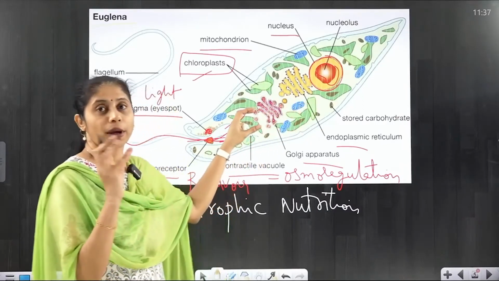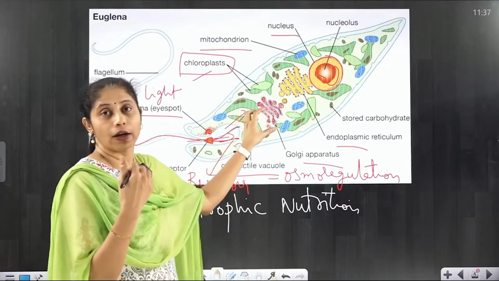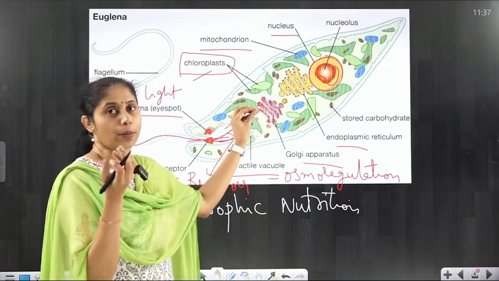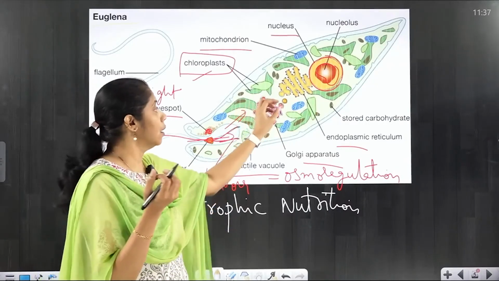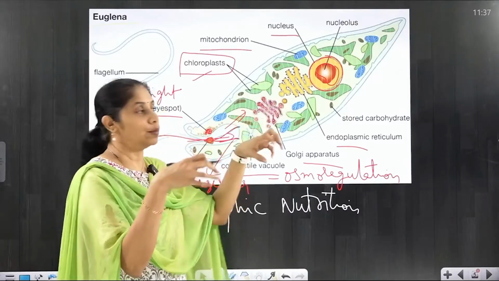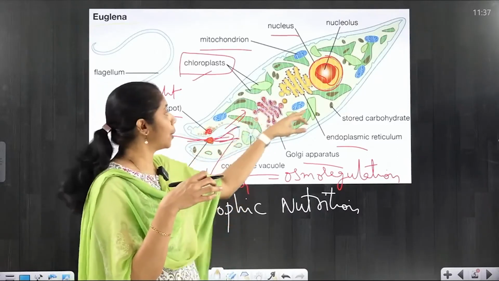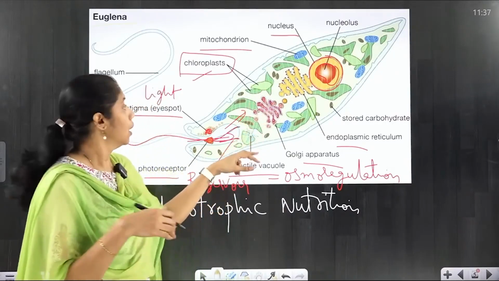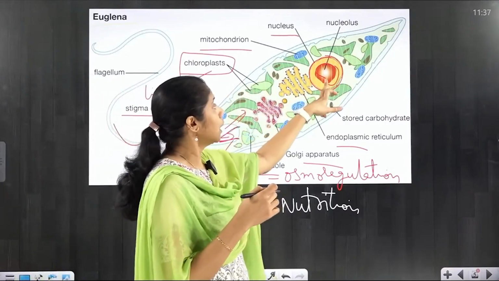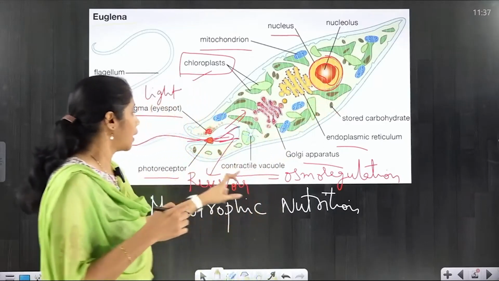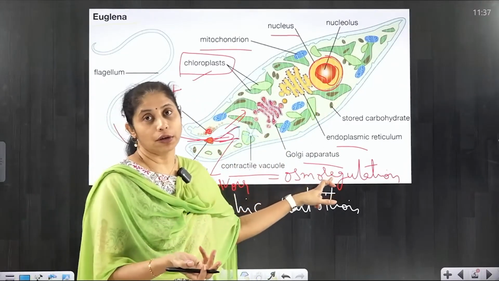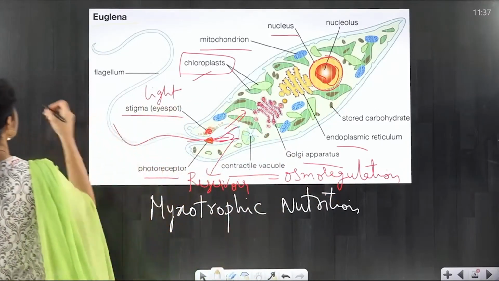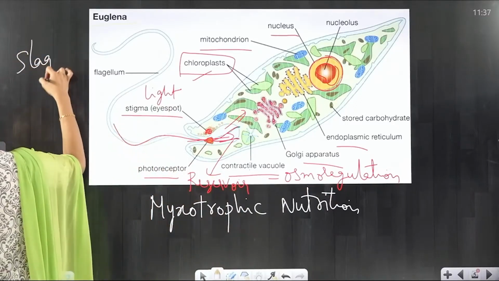Here, it will form a food vacuole, and in the food vacuole the digestion of the protozoan food material will be done. The digested material will be absorbed into the cytoplasm because cytoplasmic streaming will be going on. The ER and nucleus will be there, and the contractile vacuole will do the function of osmoregulation because these are generally present in stagnant fresh waters.